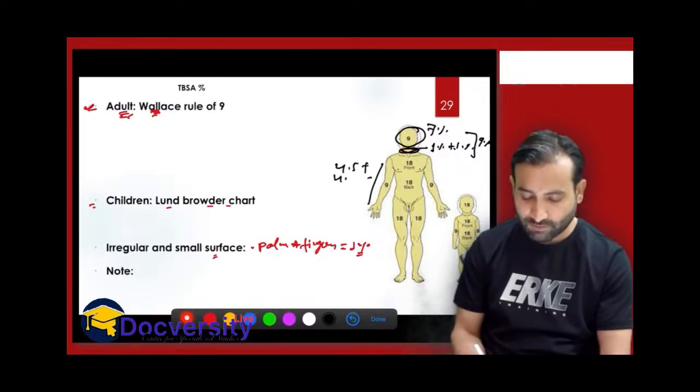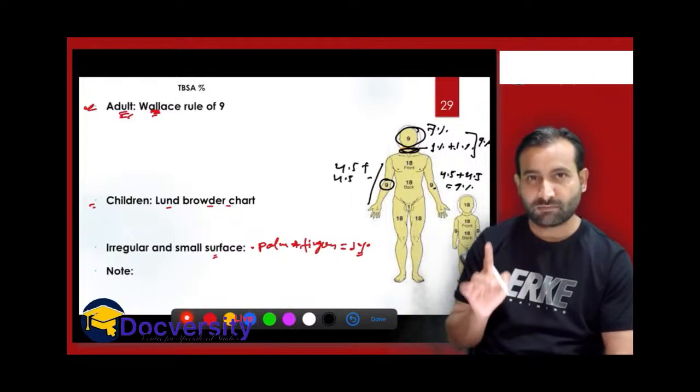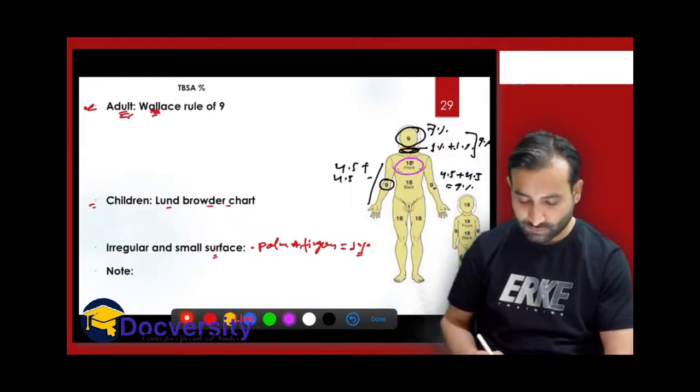So this hand, front and back, 4.5 plus 4.5 is equal to 9%. This hand also, 4.5 front plus 4.5 back is equal to 9%. Remember, these are the questions in the exam. They will ask you, the patient comes to you with this area burn, so if this area is burned, how much percentage burn, right? So you have to understand how to calculate.